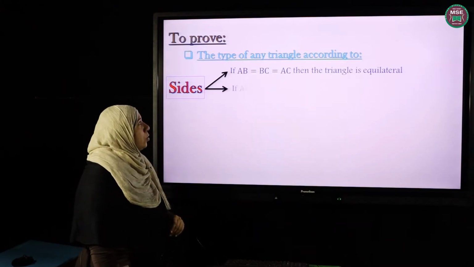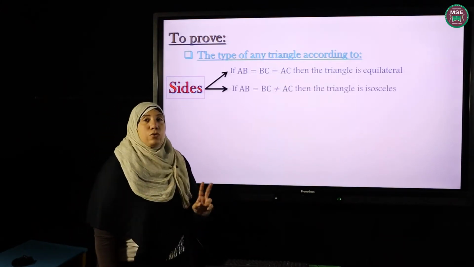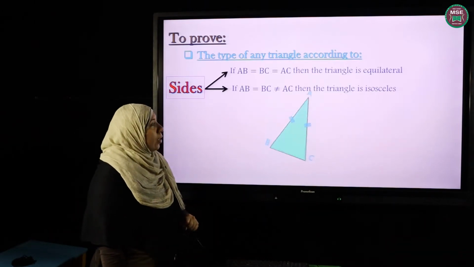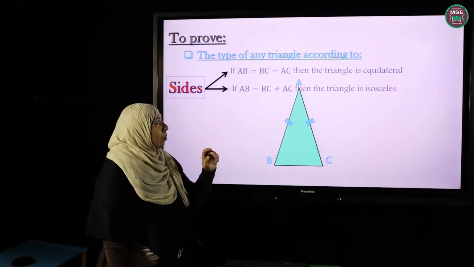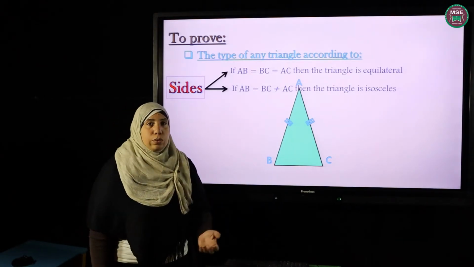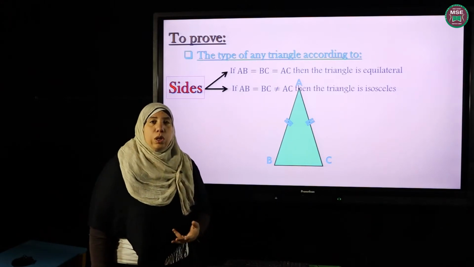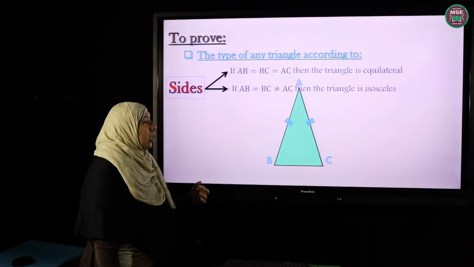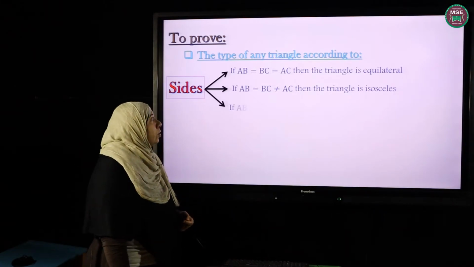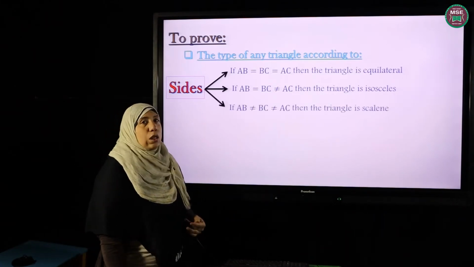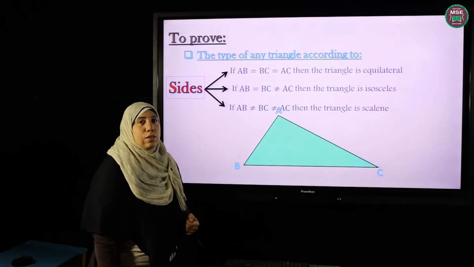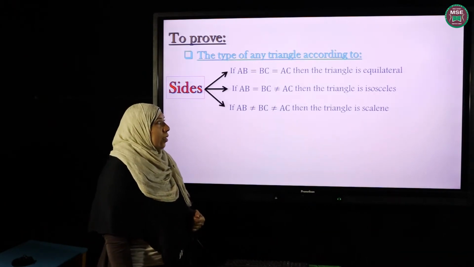The second type is when I have 2 equal sides and 1 different, which is the isosceles triangle. I have AB equal AC not equal to BC, or AB equal BC not equal to AC. Any 2 equal sides and a different side is called an isosceles triangle. The third type is AB not equal to BC not equal to AC, 3 different sides. This is a scalene triangle.